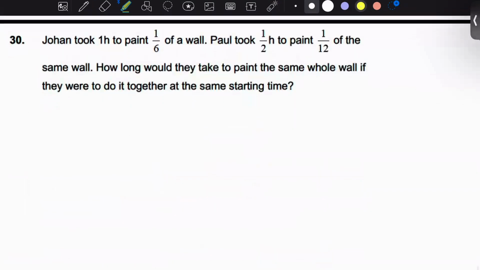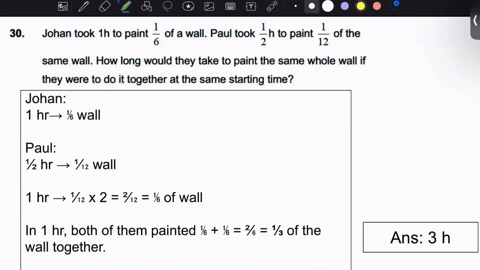Johan took 1 hour to paint 1/6 of a wall. Paul took half an hour to paint 1/12 of the same wall. How long would they take to paint the same whole wall if they were to do it together at the same starting time?